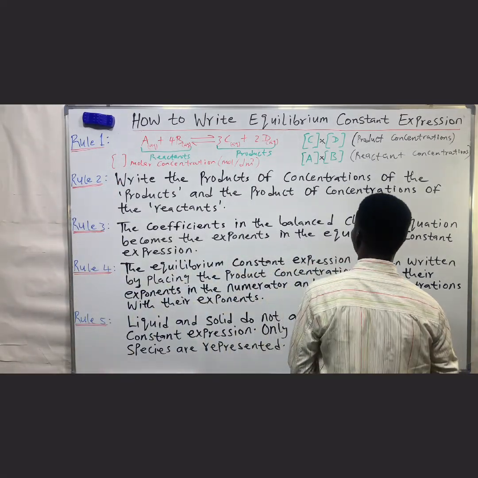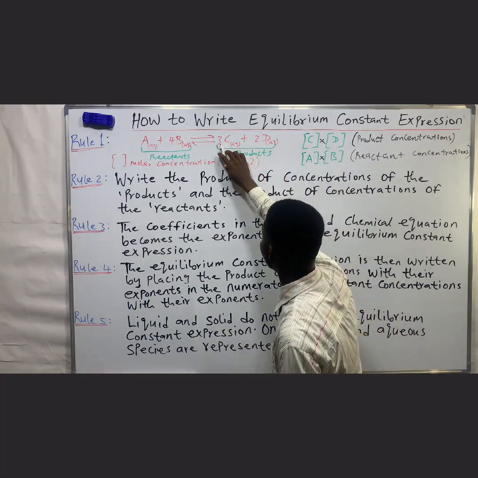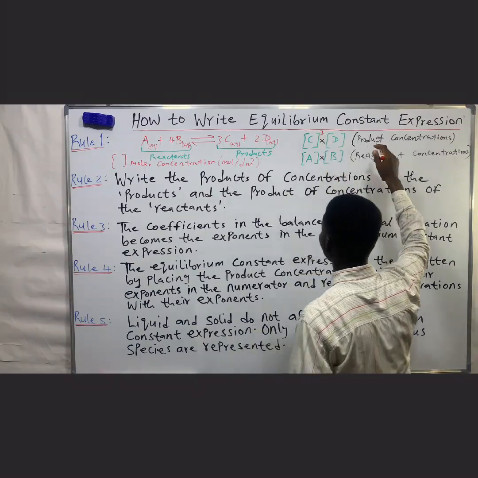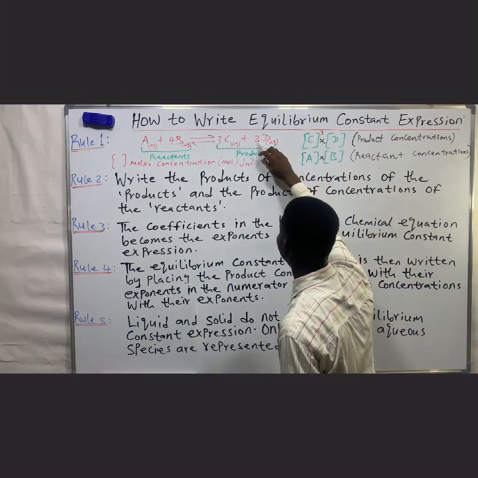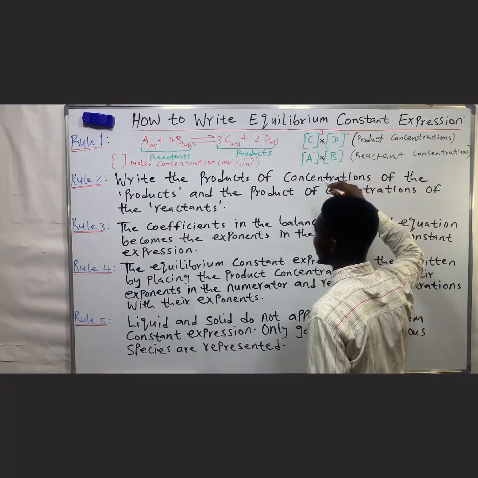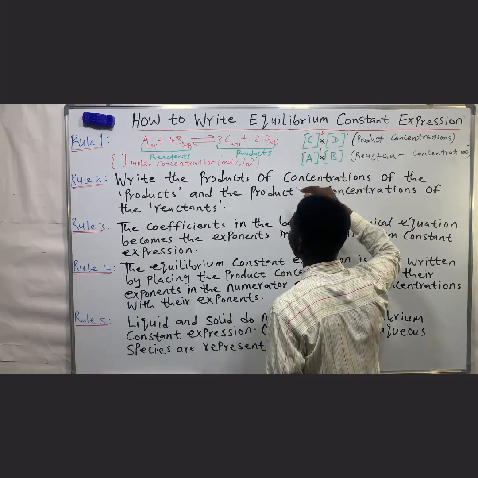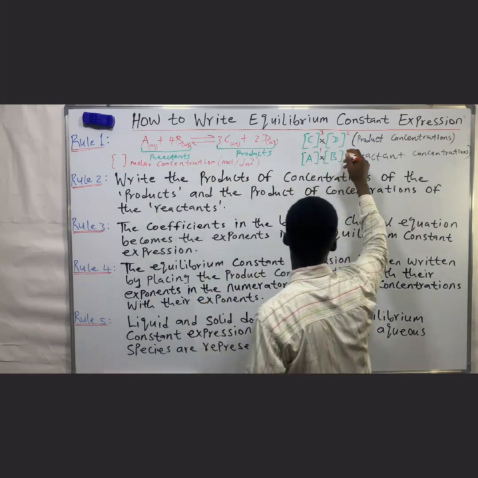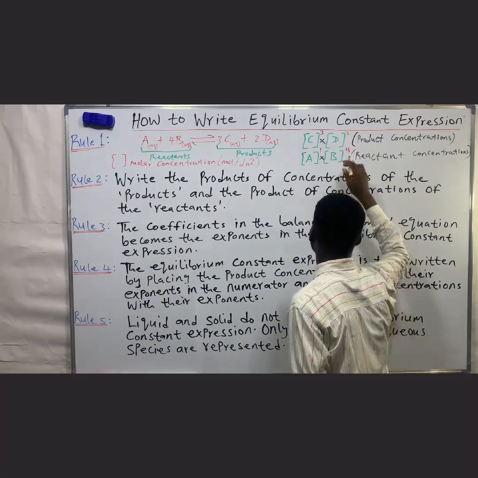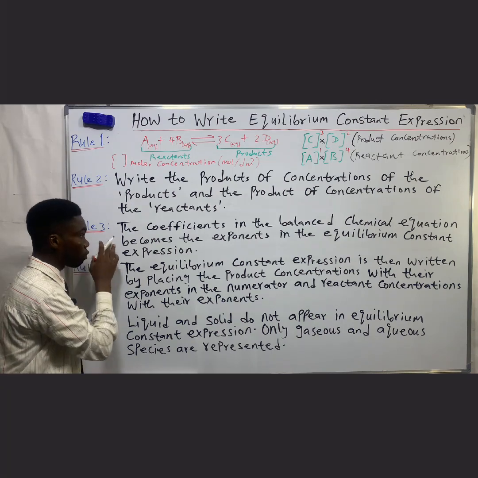Now, what do we mean by that? I'm going to write in the place of C, what is the coefficient of C? 3. So it becomes the exponent in the equilibrium constant expression. What is the coefficient of D? It is 2, so it becomes the exponent. What about A? A is 1. And what about B? The coefficient of B is 4, so it becomes the exponent. So we have carefully observed rule number 3.